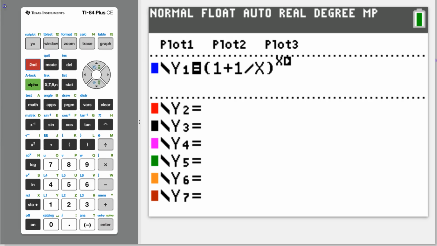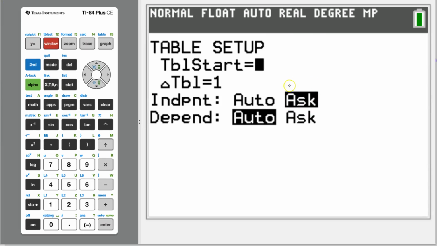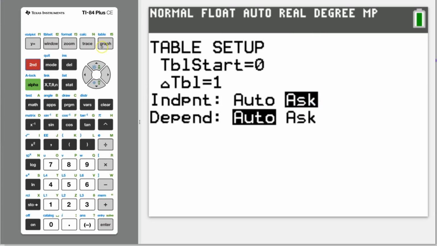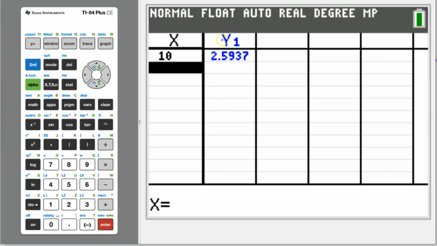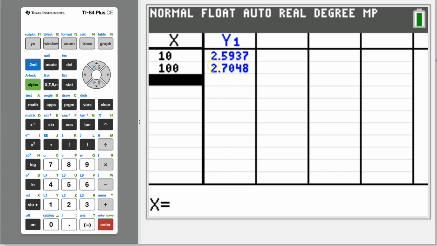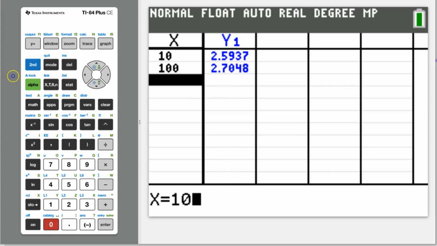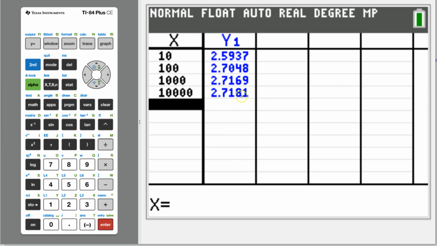And then I'm going to go into table set, which is second window. I'm going to make sure it's on independent ask, which allows me to type in my own numbers. And then second graph takes us to table. And I don't remember exactly the numbers, but the point is they're going to get really big. 10 compoundings per year, approximately $2.59. 100 compoundings per year, approximately $2.70. 1,000 compoundings per year, approximately $2.72. 10,000 compoundings per year, approximately $2.72.